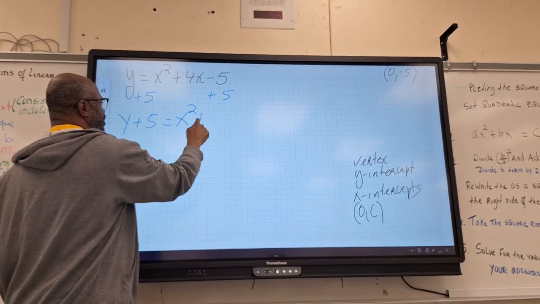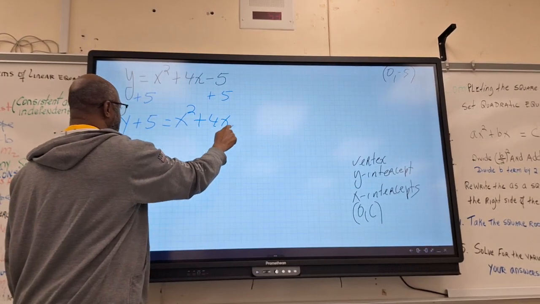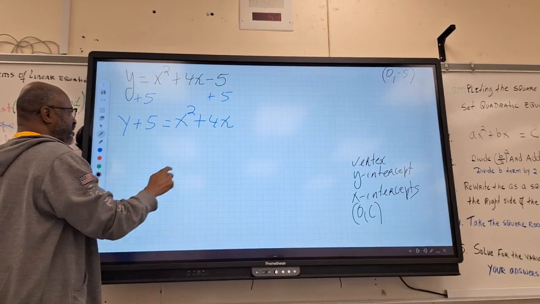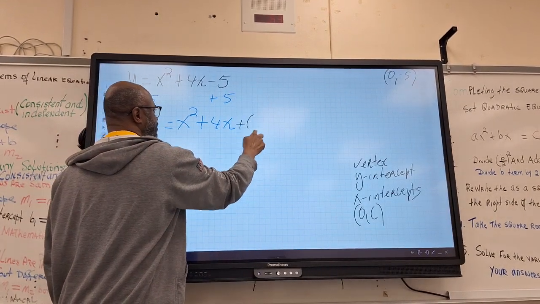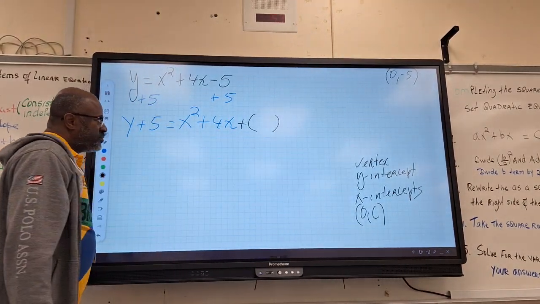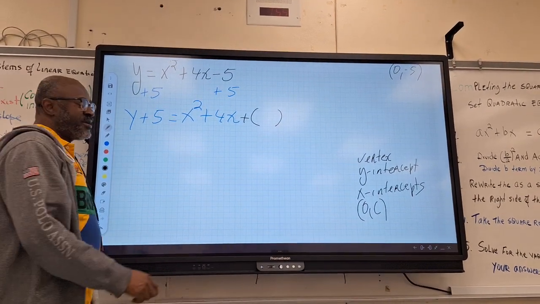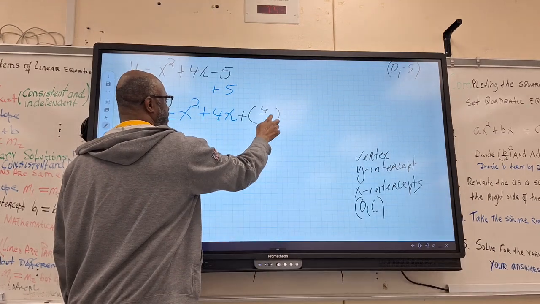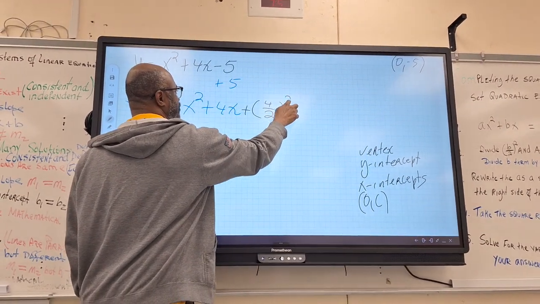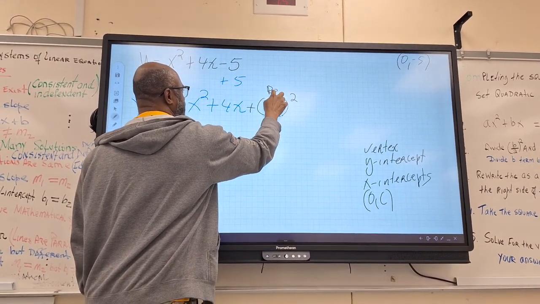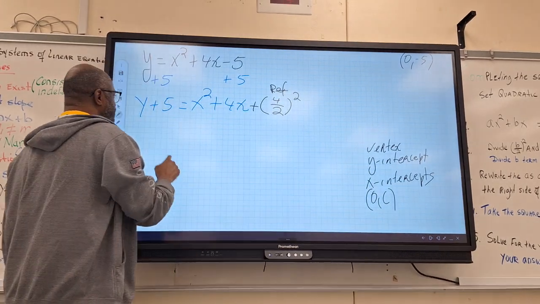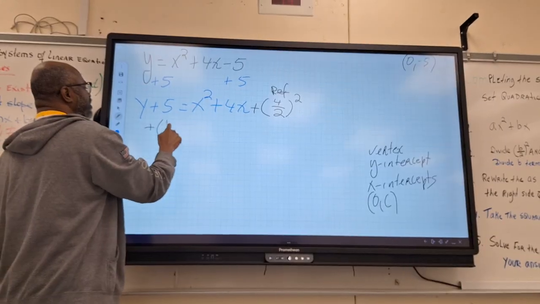We have x squared plus 4x. We are using completing the square. What must we do? We take the b term, 4, divided by 2, and then you square it. And you keep this as your reference. Whatever you do on one side, you must do on the other side.